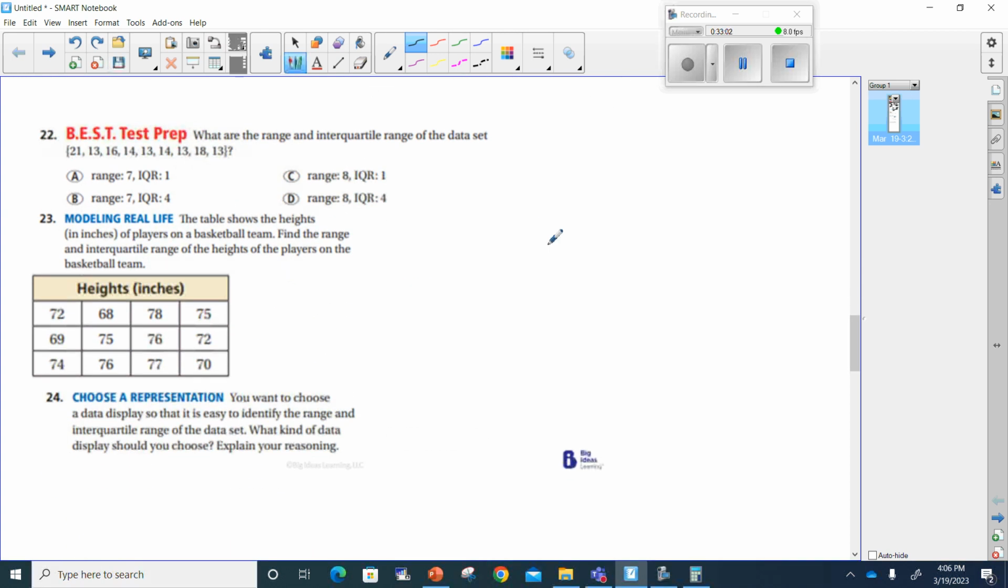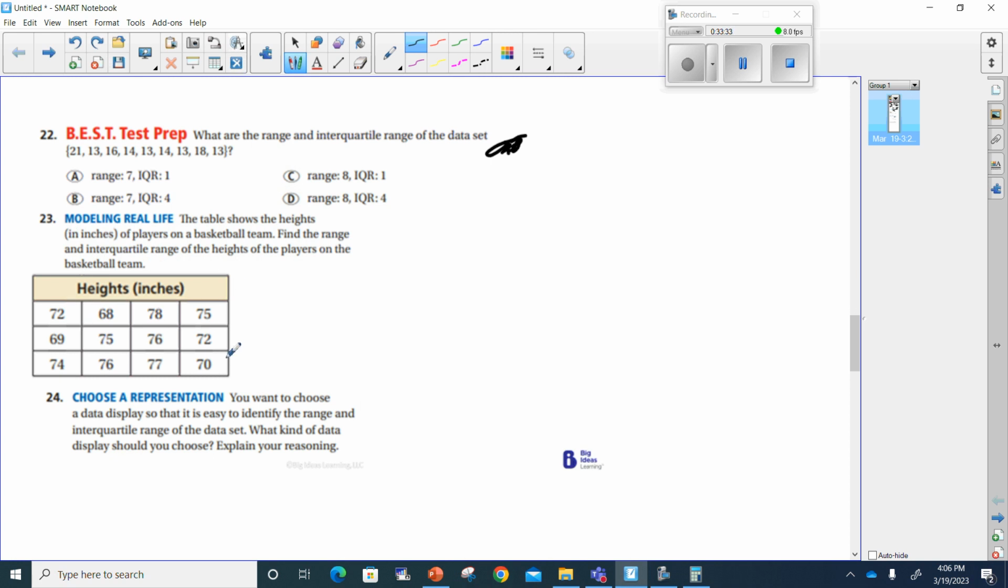So what are the range and interquartile range of the data set? Okay, so they gave us a set here. Again, they're not in numerical order. So I got to put them in order. If I do, I'm going to say that looks like 13 is the smallest number here. Oh, I'm sorry, this was number 22. That's for you to do. I'm doing number 23. The table shows the height in inches of players on a basketball team. Find the range and interquartile range.